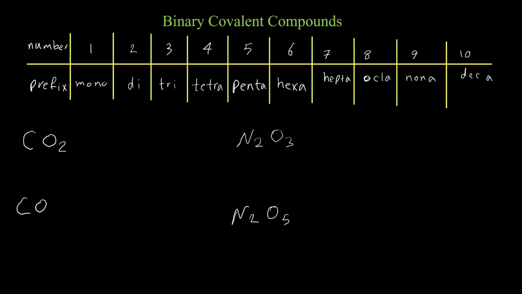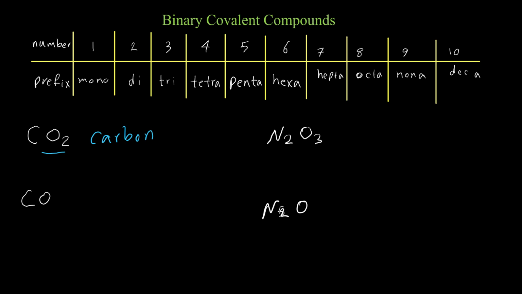For naming this type of compound, we need to mention the name of the first element, which is carbon here, and we need to mention the name of the second element like the name of an anion. So it is oxide. So carbon oxide, but in covalent compounds, we need to mention how many atoms we have. Here we have 2 oxygen. Regarding this table, 2 is di. So before the name of the second element, we need to put this prefix. So carbon dioxide.